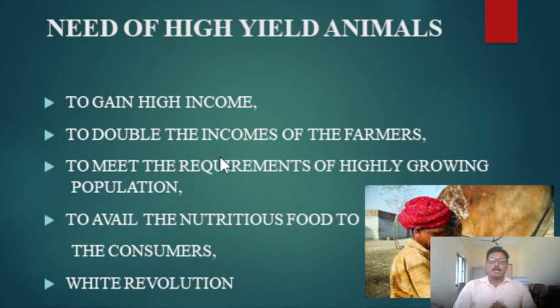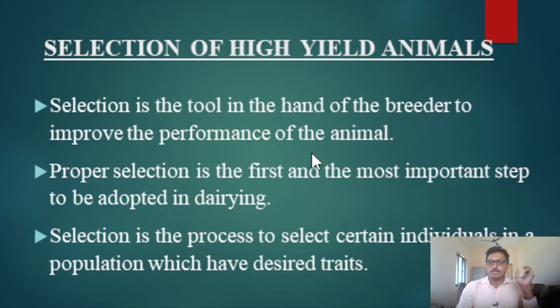To gain high income for the farmers and to double the income of the farmers, and to meet the food requirements of a highly growing population, and also to provide nutritious food for the consumers. And also, our union government has started a revolution, the white revolution, to increase milk production. That is the main need for high yielding animals.